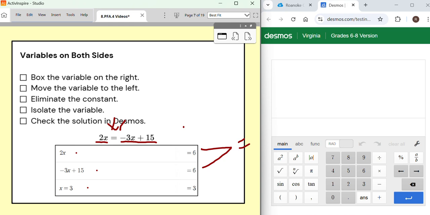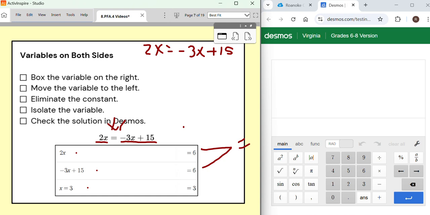Now, let me show you how you would solve it. But if you want to skip ahead, you can. I mean, you don't have to watch this. Okay, so I've got 2x equals -3x plus 15.